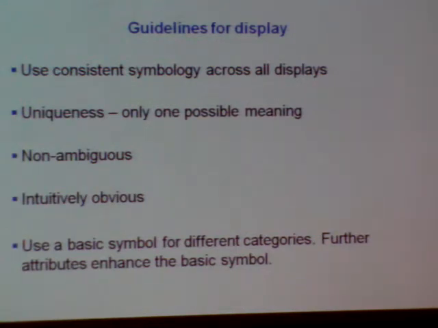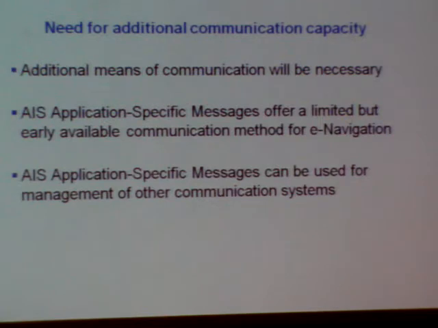There was also a task to evaluate the need for additional communication. The need for communication is evaluated in the work for e-navigation, and these results are not ready yet, but the correspondence group found it obvious that the communication capacity, or AIS, is not enough for the future needs. But ASMs offer an early and already available limited communication method that can be used for an early introduction of e-navigation. It can also be used as a common channel for channel management for other communication systems.